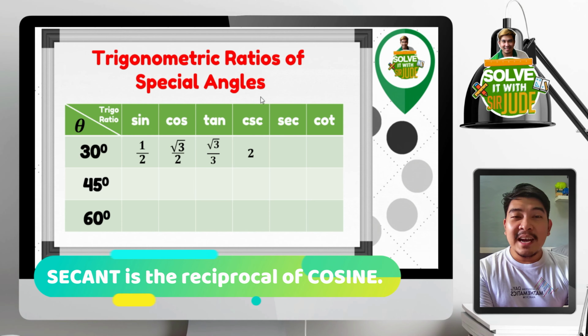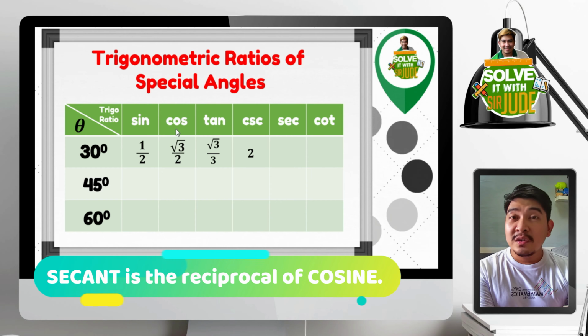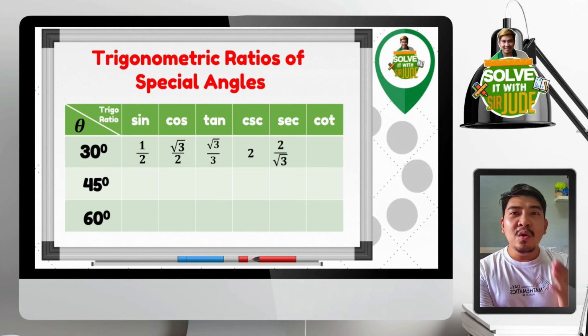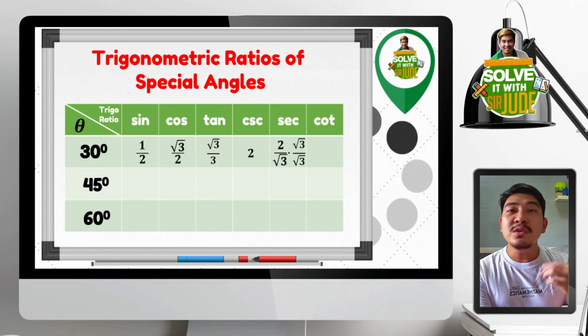Remember that secant is just the reciprocal of cosine. So therefore, we just need to get the reciprocal of square root of 3 over 2. That will just be 2 over the square root of 3. And if you can see, 2 over square root of 3 is not yet in its simplest form. We need to rationalize the fraction by multiplying both numerator and denominator by square root of 3.